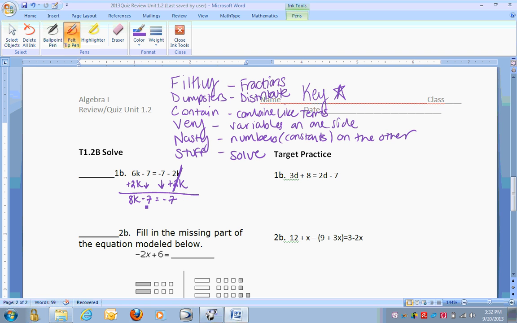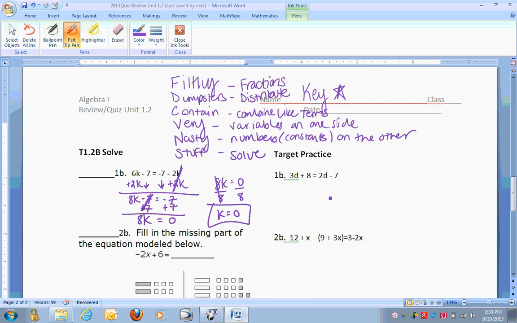Now I need to get all my numbers or constants on the other side. So I need to get rid of this negative 7 on the left-hand side. So I add 7 to both sides, and I end up with 8k equals 0, because negative 7 plus 7 is 0. Then I have to get k by itself by dividing by 8. So k equals 0 is my solution to problem 1.